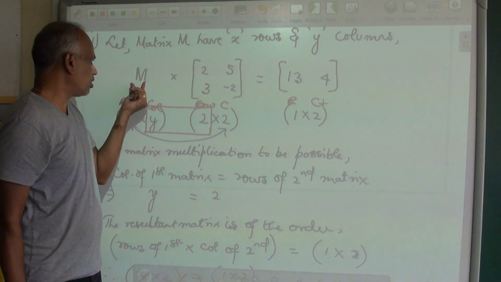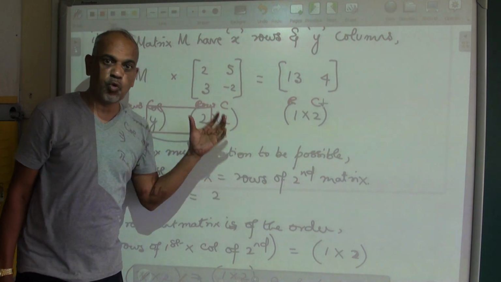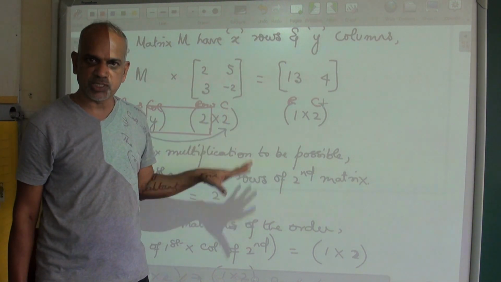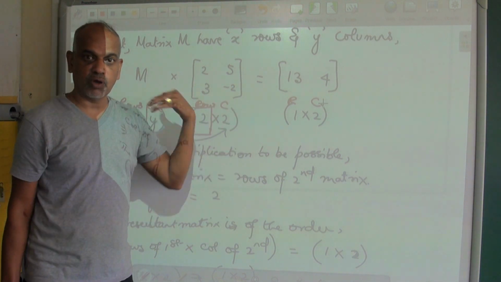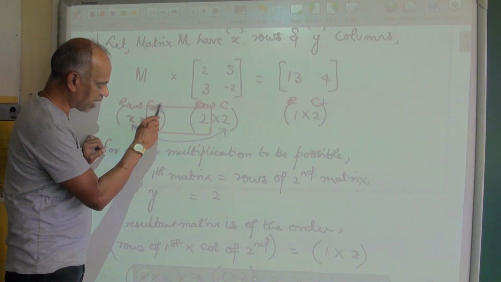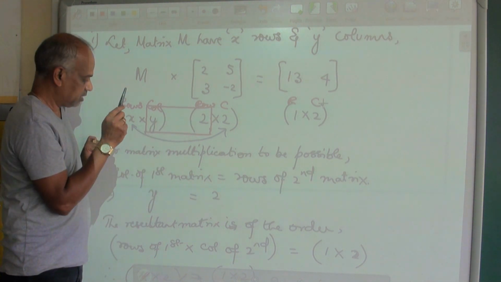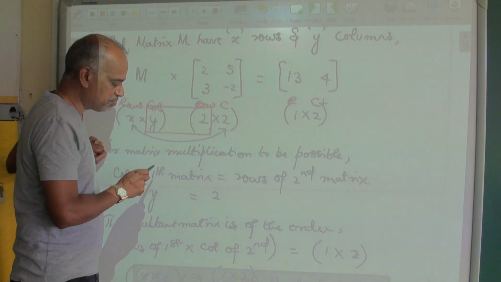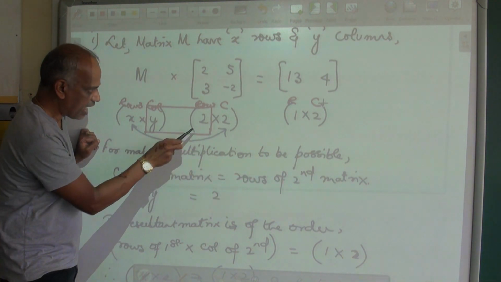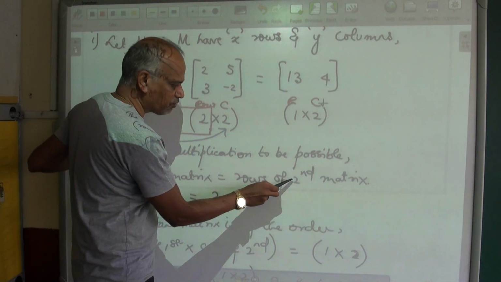Okay. So you're going to multiply M with this matrix. Now, matrix multiplication was possible. That is why you got a result here. Which means in this case, multiplication was possible. Now, you know that when I told you about matrix multiplication, you have to check something. Okay. That is, I've drawn the rectangle here. If these two numbers are same, means matrix multiplication is possible. So in our case, matrix multiplication was possible. So for matrix multiplication to be possible, columns of the first matrix and rows of the second matrix must be equal. First, columns of first matrix is equal to rows of second matrix.